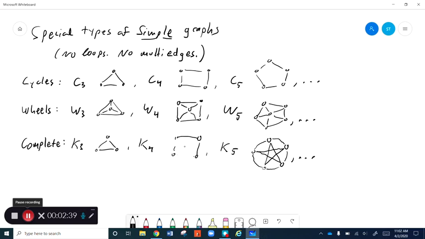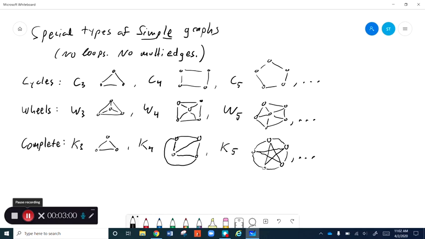Let's redraw this so that one of these edges goes through the middle, but the other one can wrap around the outside. And so this idea of edges crossing each other doesn't mean that there's a vertex there. So just be very, very careful of that.